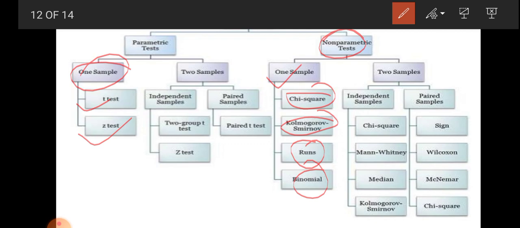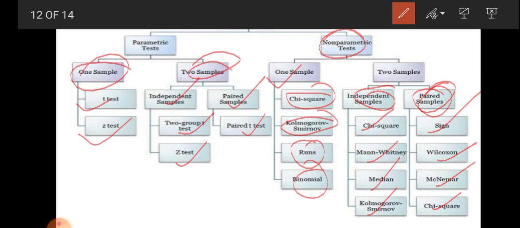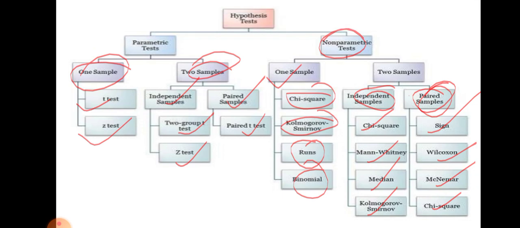In parametric tests, if two samples are there, then it is divided into two parts: independent sample and paired sample. If independent sample, then two group t test, z test. For paired sample, paired t test. In non-parametric, if two samples are there, then again it's independent and paired sample: chi-square, Mann-Whitney, median, Kolmogorov. And for paired sample, Sign, Wilcoxon, McNemar, chi-square. So this is the distribution. If hypothesis tests are distributed into parametric and non-parametric tests, then these are the tests which we can use for one sample and two samples.